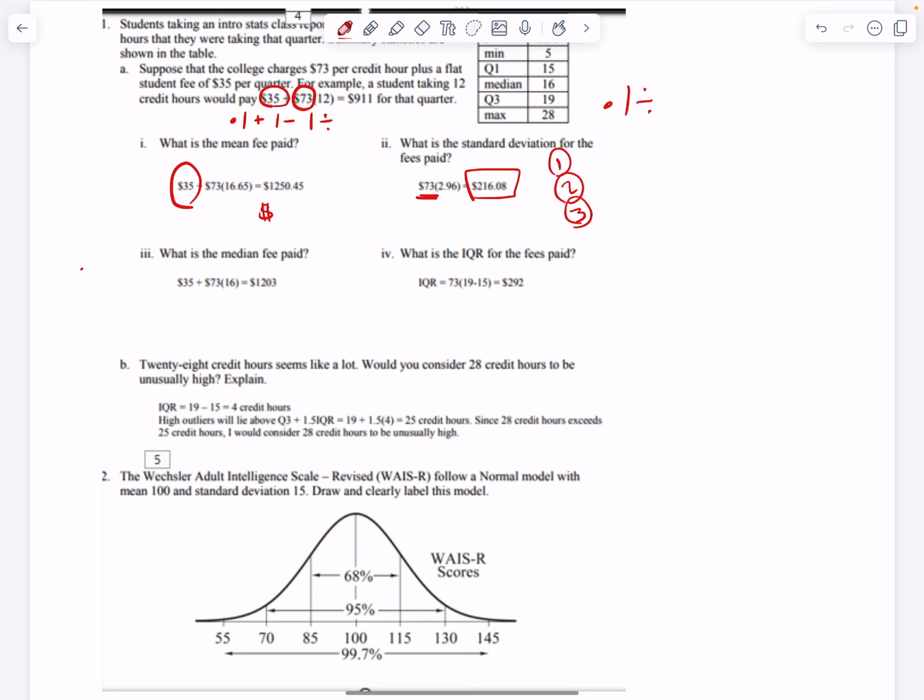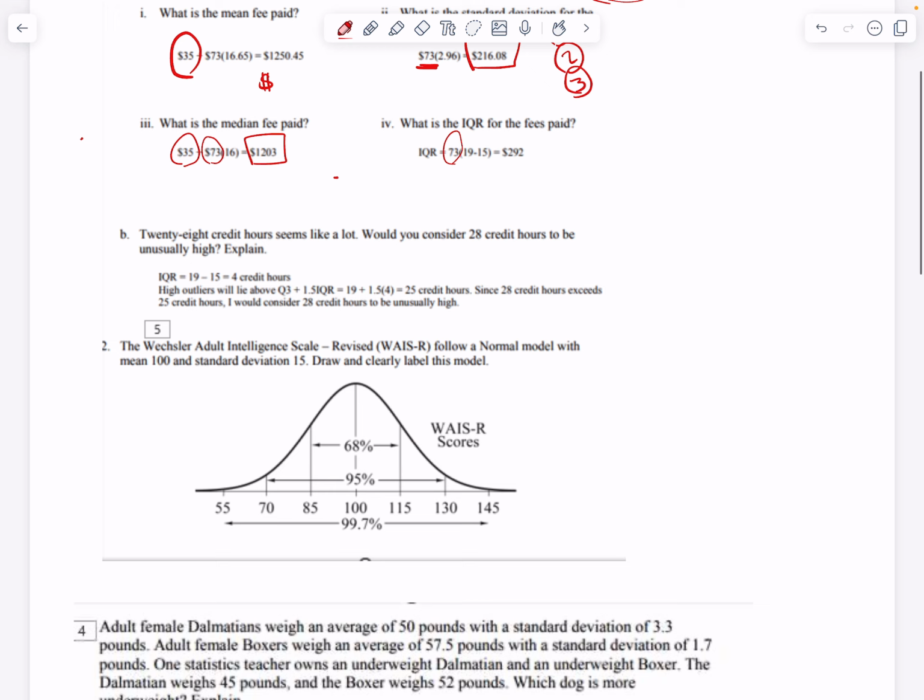Median is affected by both because it's a measure of position. So I'm adding and multiplying, so then I get $1,203. IQR is a spread, and the spread, just like the standard deviation, is only affected by multiplying and dividing. So I only multiply by the 73, and again, the 3 points, to get $292.